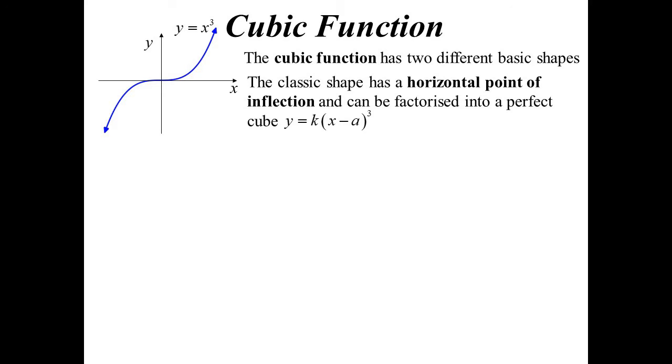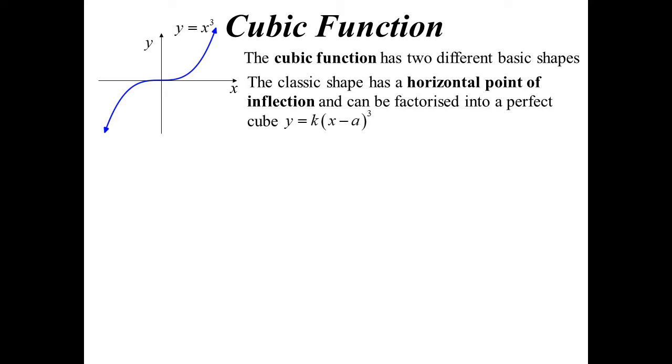So we talked about the linear function, we talked about the quadratic function. I guess the next level up then is our cubic function. Now the cubic function has two different basic shapes depending on the type of cubic. Now the classic one we're used to, that one there, that's when it can be factorised as a perfect cube.